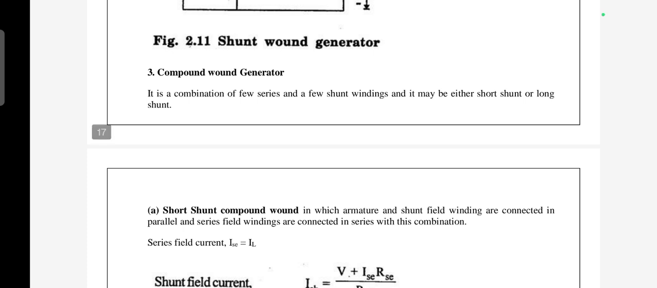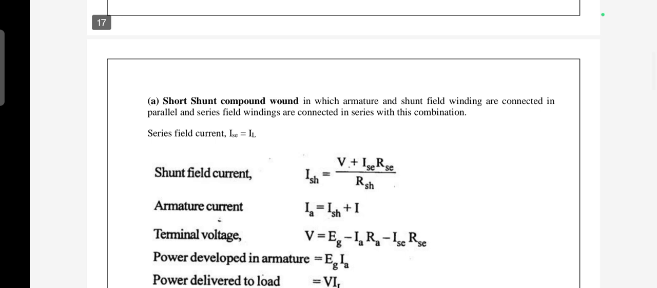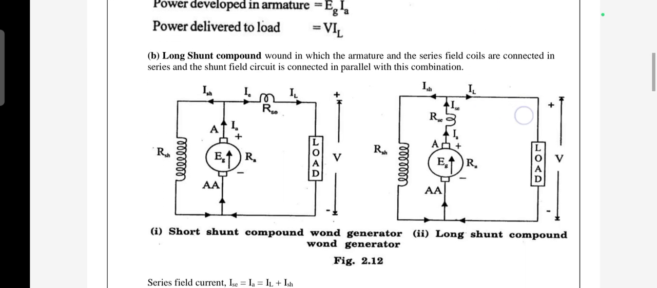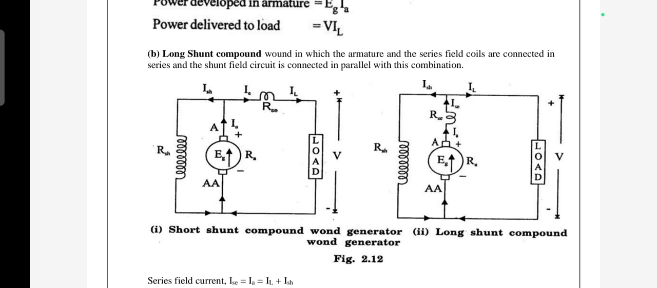Then the last one is the compound wound generator. It is a combination of a few series and a few shunt windings. It may be either short shunt or long shunt. In a short shunt compound wound generator, the armature and shunt field windings are connected in parallel, and the series field winding is connected in series with this combination. See, in this diagram we can see the short shunt wound generator and long shunt wound generator.